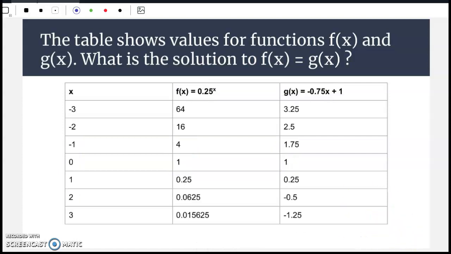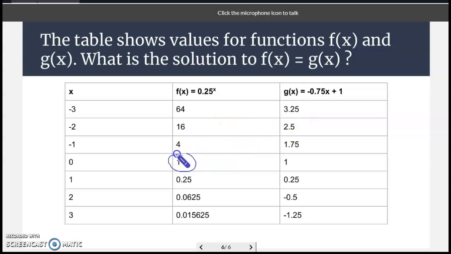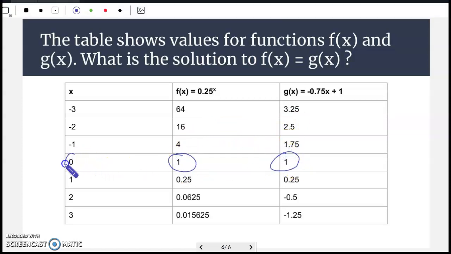Let's look at another example here. This time 0.25 to the x power and negative 0.75 x plus 1. Looking at the y values, I see a common y value here and here. x equals 0, there's one of our solutions. And also down here, 0.25, 0.25, they're the same. So we now know we have another solution at x equals 1. x equals 0 and 1 are two solutions.